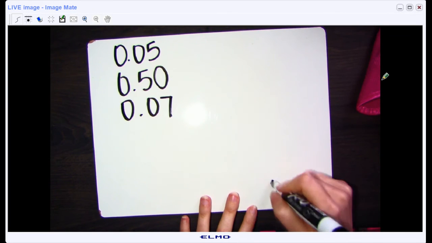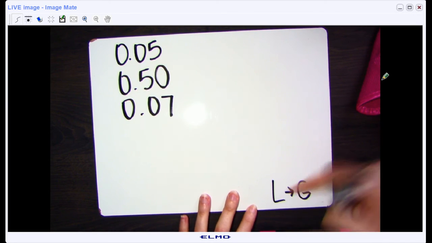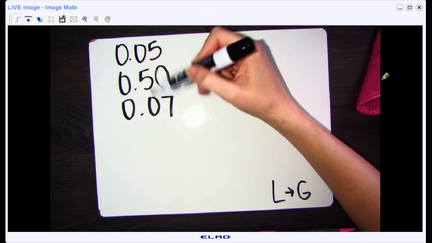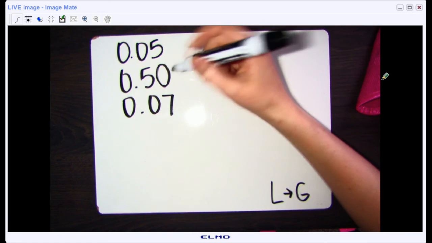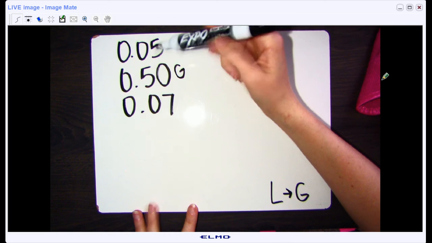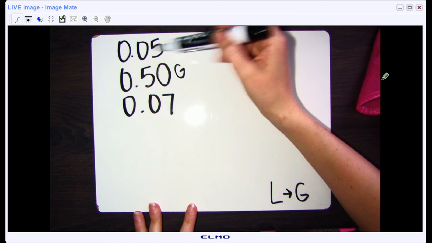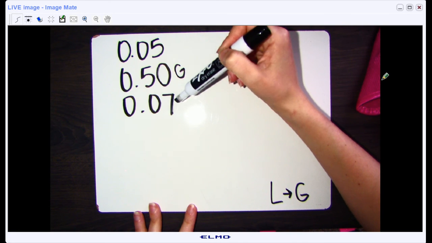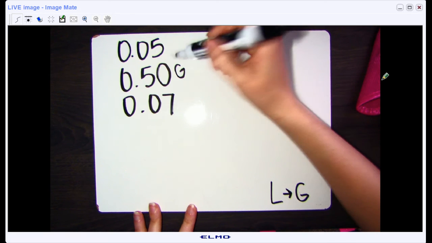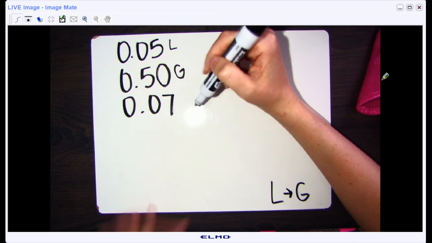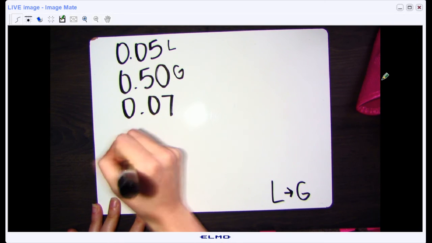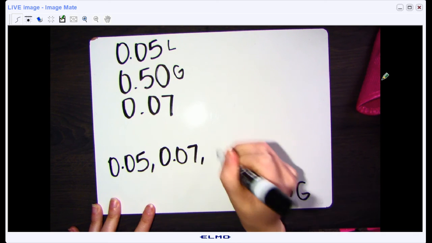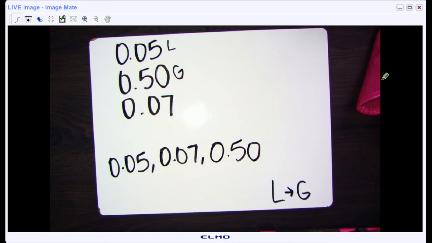And let's say that I'm going least to greatest, so smallest to biggest. Well, 0 and 0 are the same, so that means that this 50 has to be the greatest. So I'll put a G there. And then now I'm looking at this 5 hundredths and 7 hundredths. Between 5 and 7, 7 is bigger than the 5, so the 5 has to be the least. And the 7 is just going to come in the middle. So least to greatest should be 5 hundredths, 7 hundredths, and 50 hundredths.